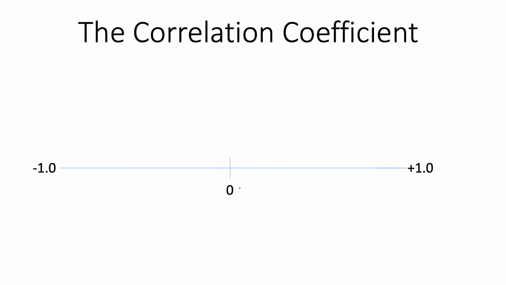It's not enough to just look at a scatter plot and, by eyeballing it, figure out whether the relationship you have between two variables is statistically significant or not. You have to compute something that's known as a correlation coefficient.